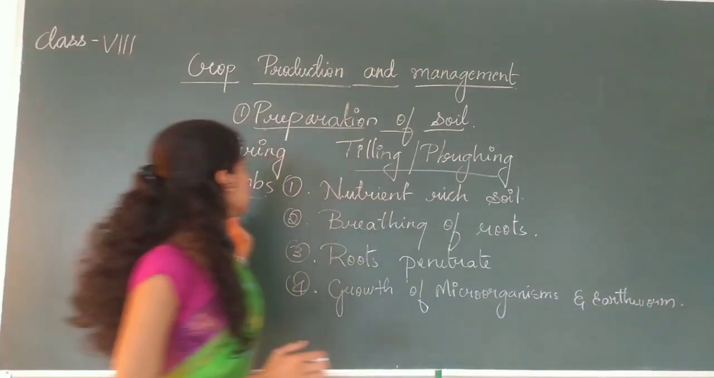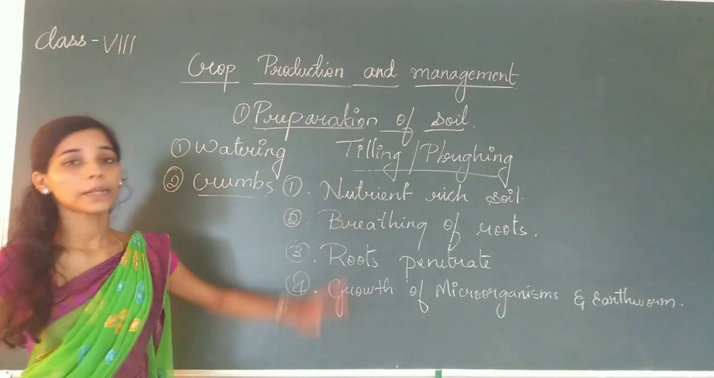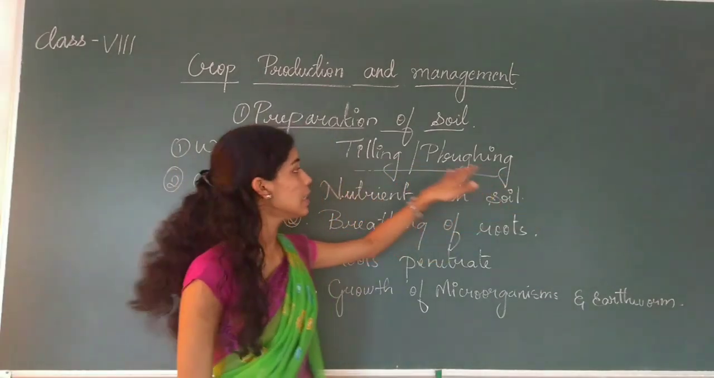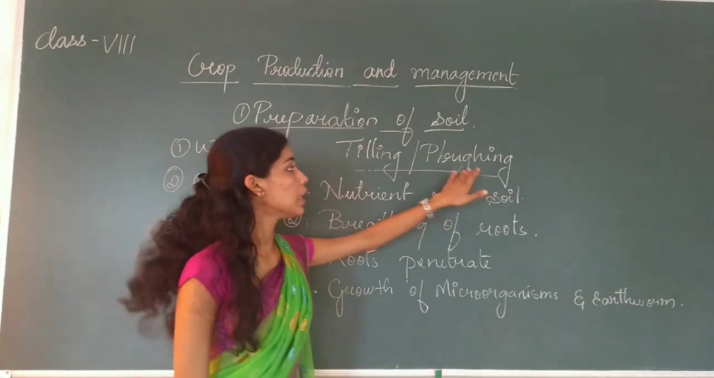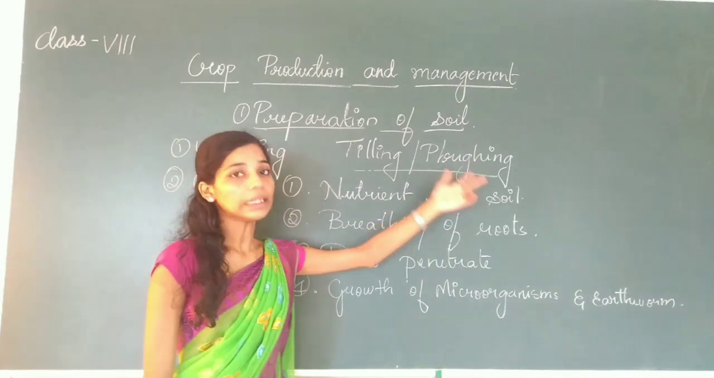This is about the tilling and plowing process. So we will discuss once again what this tilling and plowing process is. Tilling means the loosening and turning of the soil. We call it tilling. It is also called plowing. It is done by agricultural implements such as plough, hoe and cultivator.